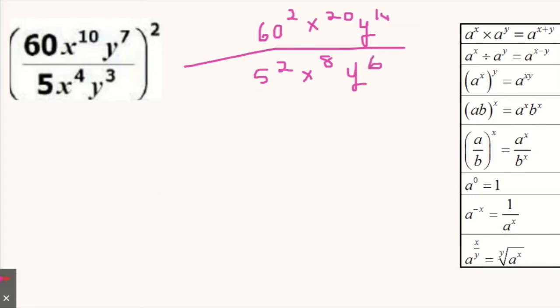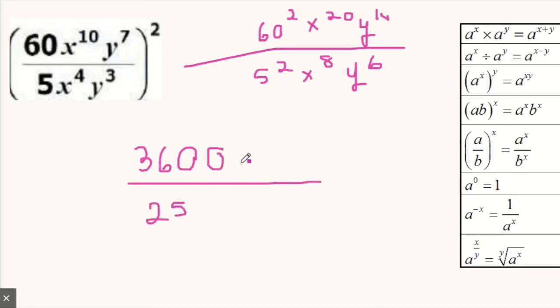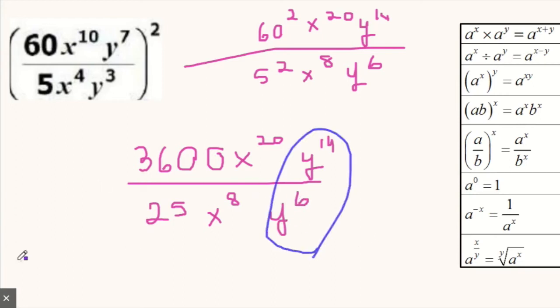Now we can first start with simplifying these numbers. 60 squared is going to be 3600, and 5 squared is going to be 25. And then we can just write the letters and the exponents back again. Now we can start by focusing on the y. And let's put our answer right here.